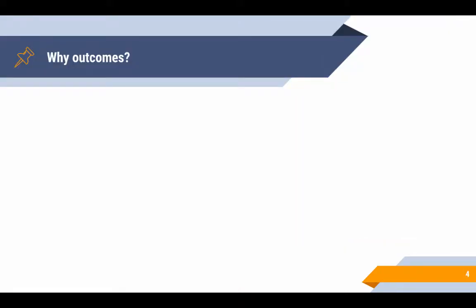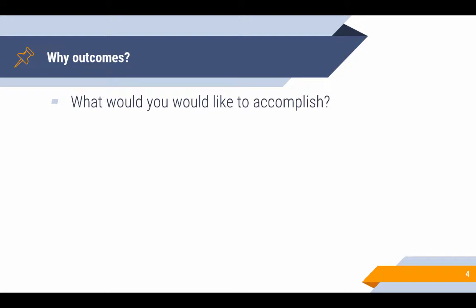Why do we have outcomes? Why are they necessary? The first reason is that we want to know what we'd like to accomplish. Having good outcomes helps to define what it is we want to do and how we want to get there. These outcomes should be specific, and that makes it easy to determine whether the learning that we want to take place has actually happened.